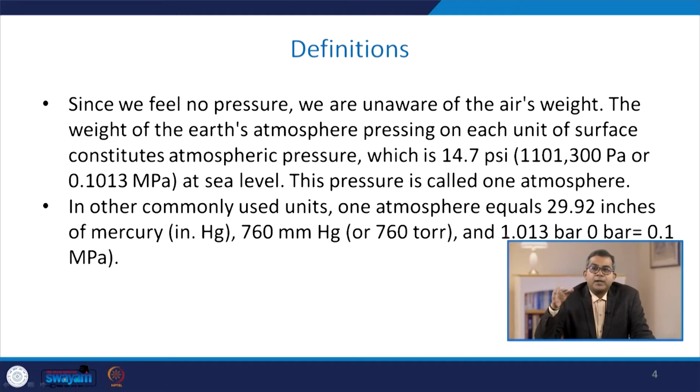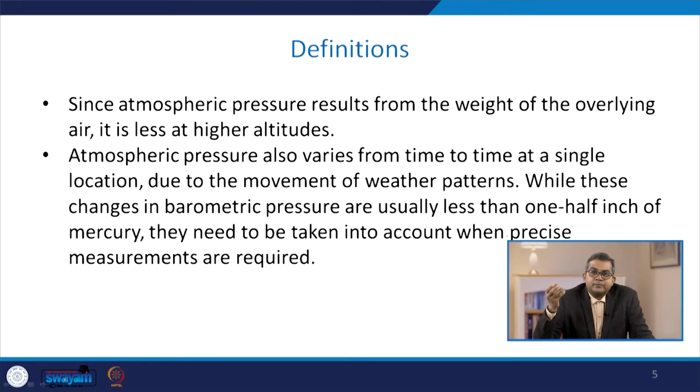Now this pressure is called 1 atmosphere. In other commonly used units, 1 atmosphere is equal to 29.92 inches of mercury, 760 mm of mercury or 760 torr, and 1.013 bar, which is approximately 0.1 megapascal. Since atmospheric pressure results from the weight of the overlying air, it is less at higher altitudes. Atmospheric pressure also varies from time to time at a single location due to the movement of weather patterns. These changes in barometric pressure are usually less than half an inch of mercury. They need to be taken into account when precise measurements are needed.